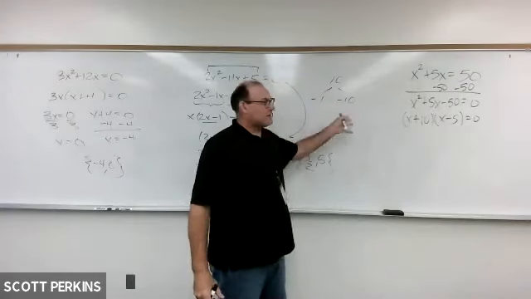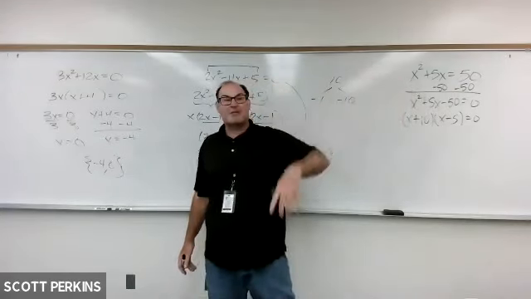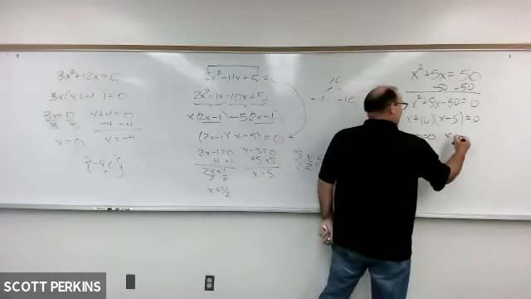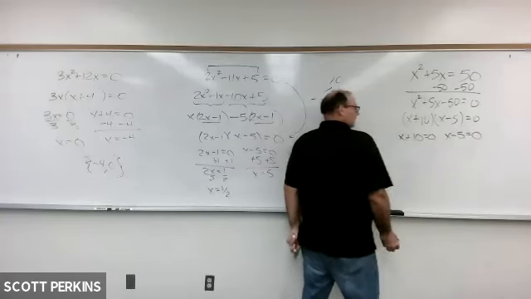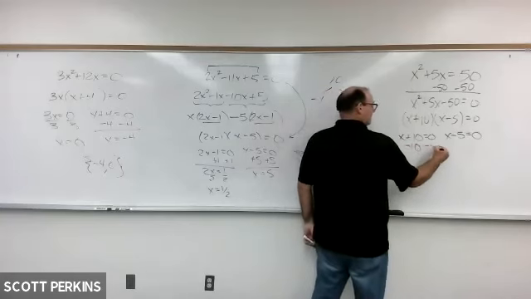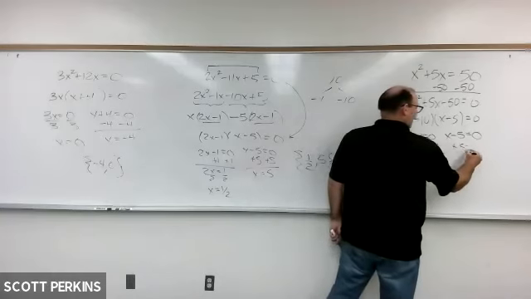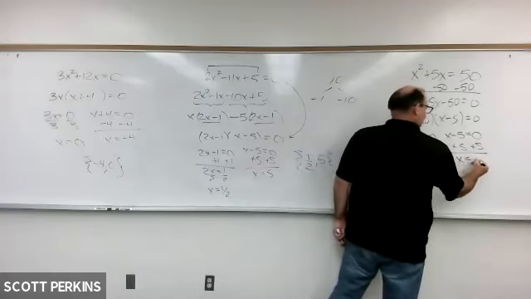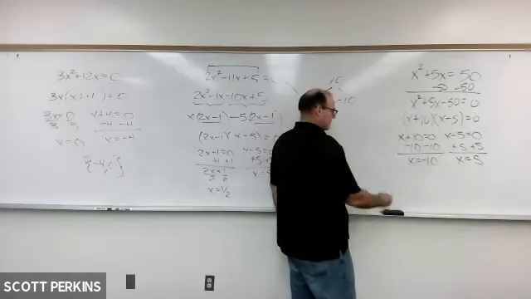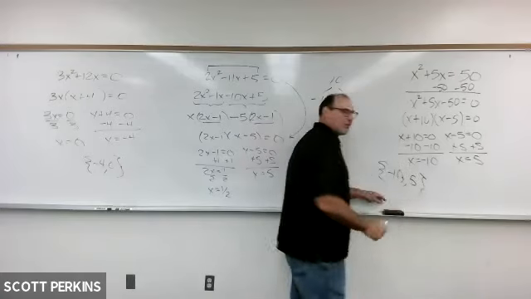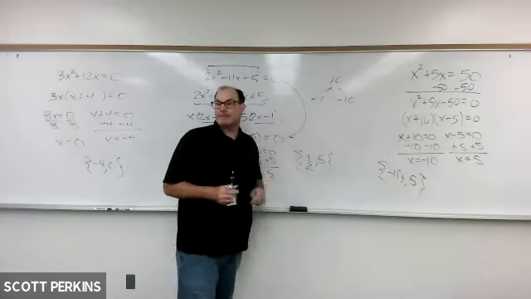The rest of this, I'm going to take each of those individual factors and set them equal to 0. And that's going to give me my two solutions. Subtract 10 on this one. There's answer number 1. Add 5 on this one. There's answer number 2. Here's my solution set, negative 10, comma 5 with some braces around it, and we're done.